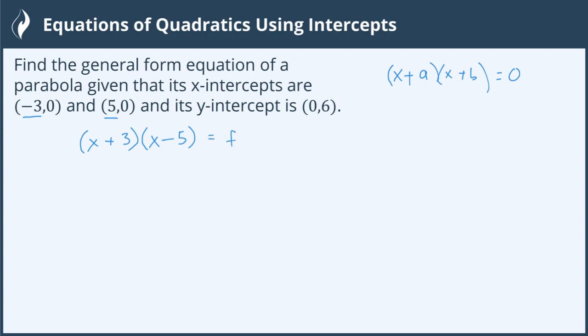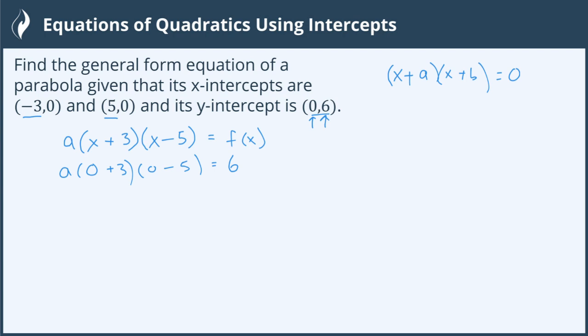Now, this is going to be our function f of x. Now, the thing is, we could still have these x-intercepts and have some other factor out here, a, some constant, which we don't know yet if we have. That's where this y-intercept comes into play. Knowing that the y-intercept is (0, 6), that tells me that when x is 0, y must be 6. So let's plug in a 0 for x. 0 plus 3, 0 minus 5. And when x is 0, y, or f of x, must be 6.